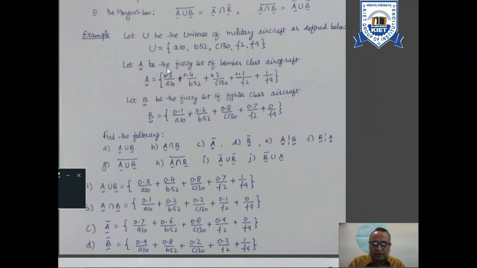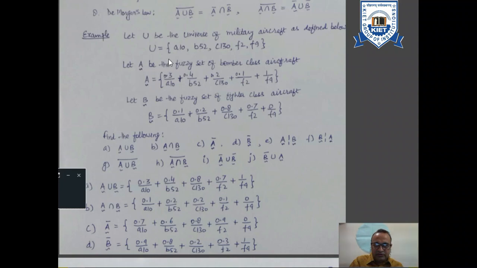Now each and every aircraft has a different type of characteristic. On the basis of these characteristics, we want to classify them into different classes. So let us suppose that there is a fuzzy set A, and this fuzzy set A is a bomber class aircraft. Say, for example, I ask you to make a fuzzy set A representing the bomber class aircraft, which has the characteristic of bombing.